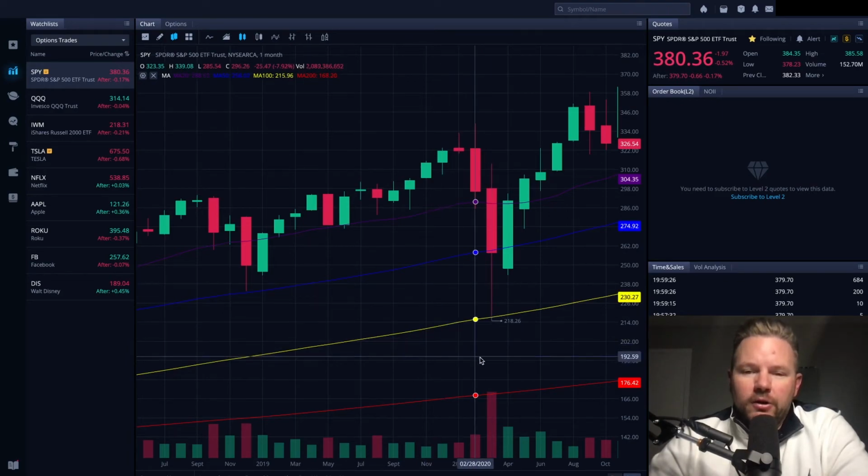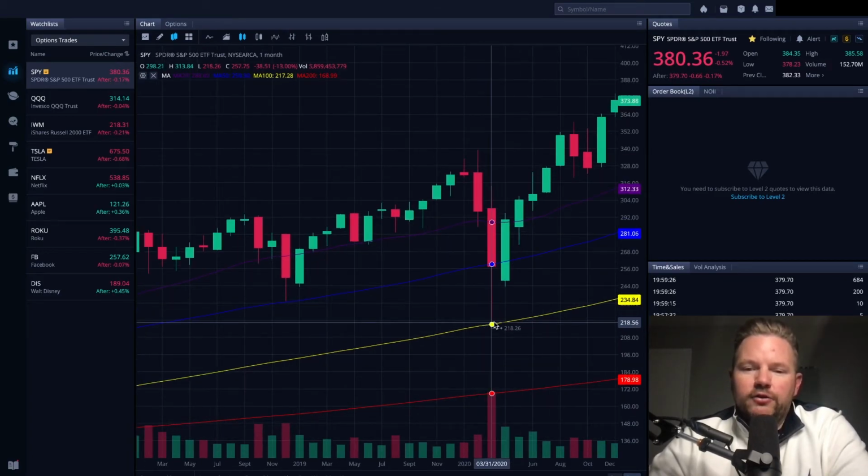But again, look where we found support, right at the 100-month moving average, 218.26. That was our bottom. You never know it at the time, but it was. Again, if you were trading this, you could have made a bet that this is going to hold as support. We rally all the way back from there and close as monthly support on the 50-month moving average.